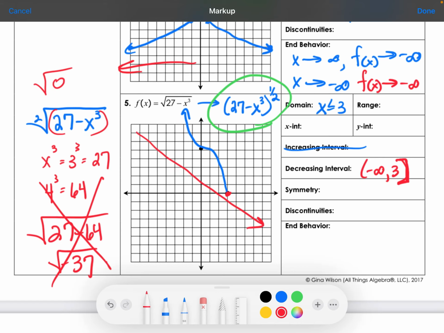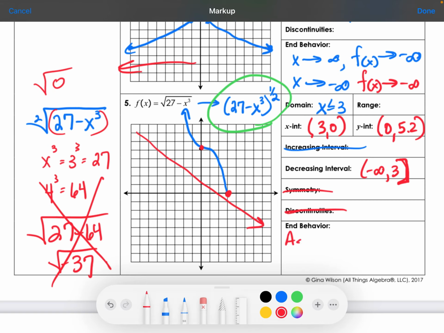And you can kind of see that the x-intercept is 3, 0 right here. And this is actually a little bit more than 5. It's about 5.2. It's like 3 square root of 3 or something, which is about 5.2. Okay, no symmetry, no discontinuities.